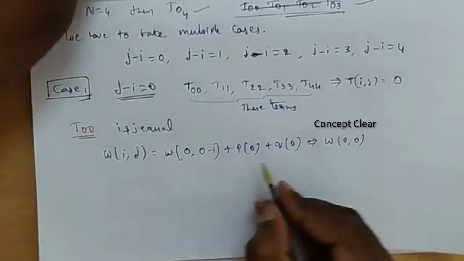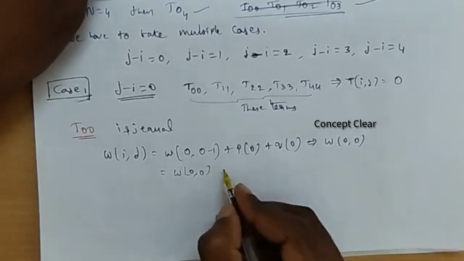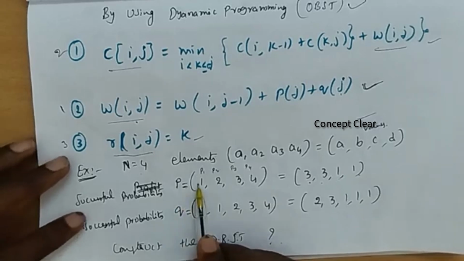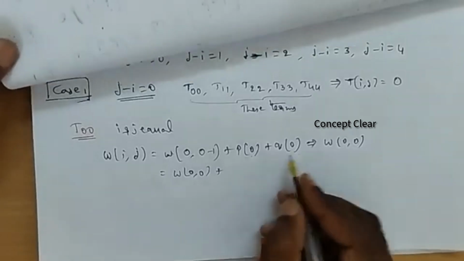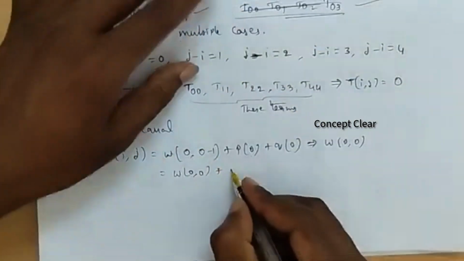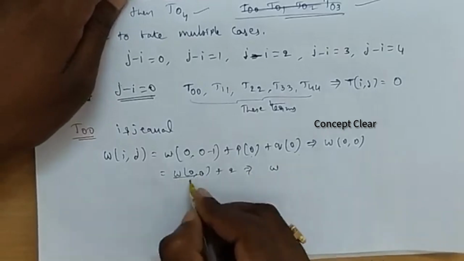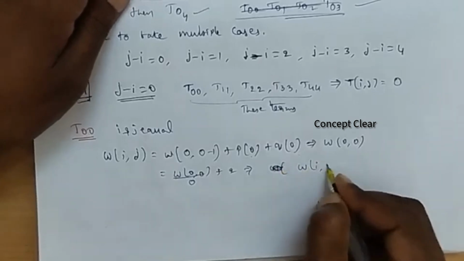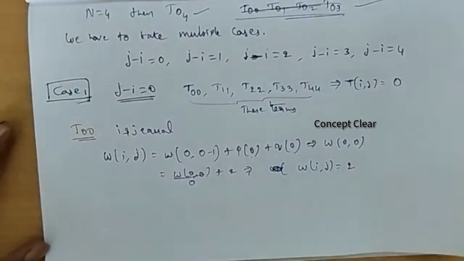Okay, here what is the W of 0, 0? It is 0 plus P of 0. What is the P of 0 here? There is no P of 0, so no need to consider it here. And Q of 0, what is Q of 0? Q of 0 equals 2. So that equals 2. W of 0 is also 0. So here W of I comma j equals 2.